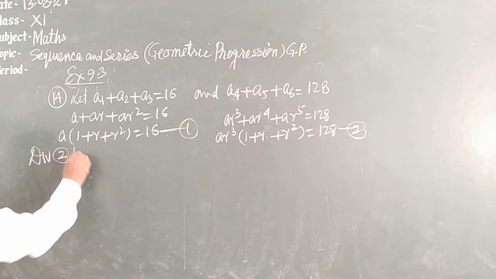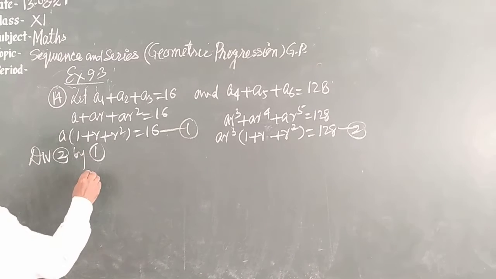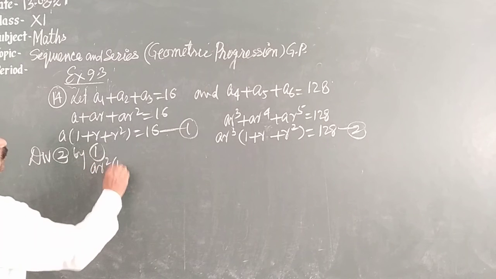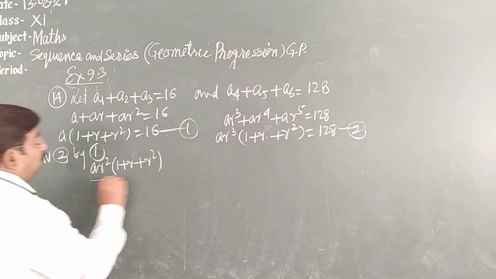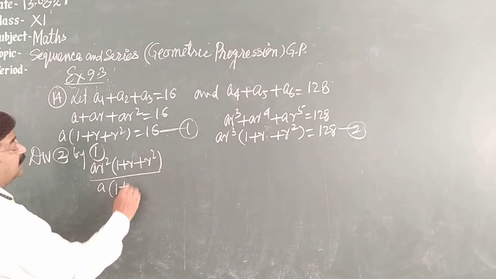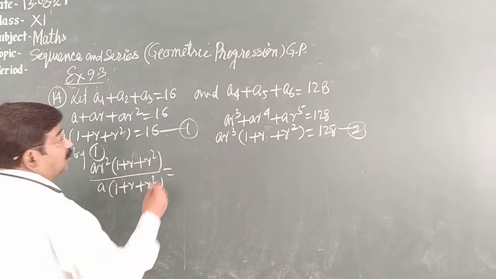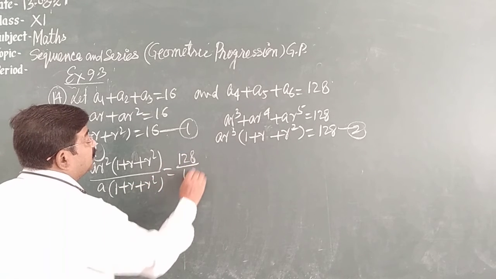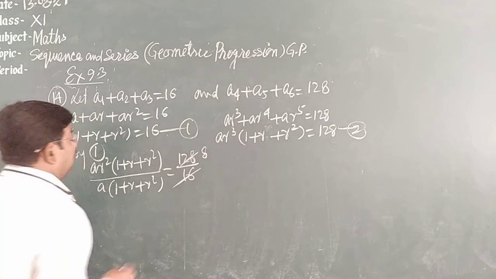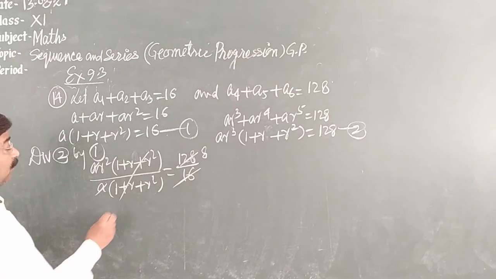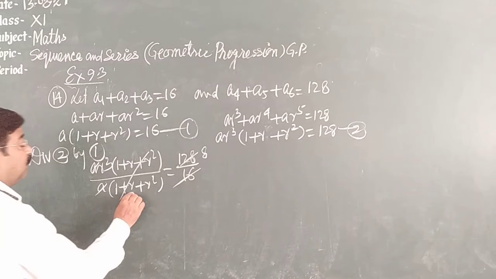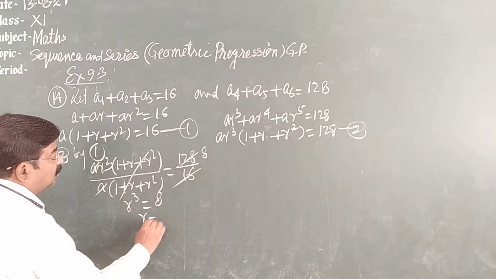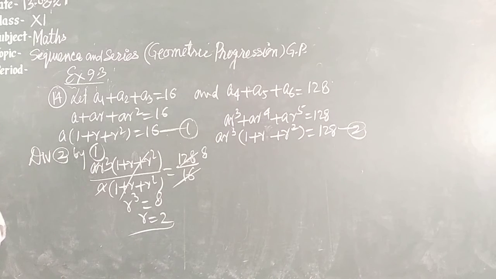Dividing 2 by 1. So we have AR cube times 1 plus R plus R square upon A times 1 plus R plus R square is equal to 128 upon 16. This will be 8. Here this will be cancelled, A and A gone. We have R cube is equal to 8. So R is equal to 2. So we have got the value of R. Now get A.